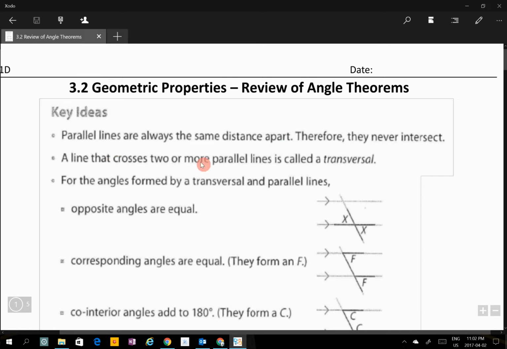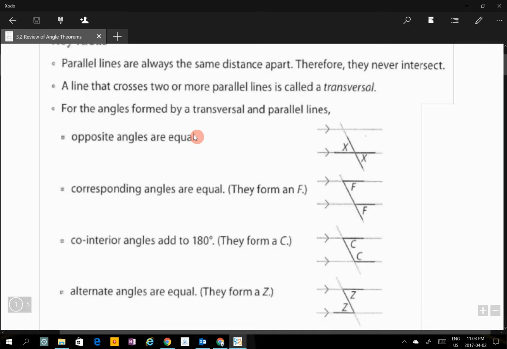A line that crosses two or more parallel lines is called a transversal. So here's a line that crosses the two parallel lines. This is called a transversal. For the angles formed by a transversal and parallel lines, you have several cases. Opposite angles are equal. So this angle over here is equal to this angle over here. Same thing, this angle over here will also equal this angle over here.